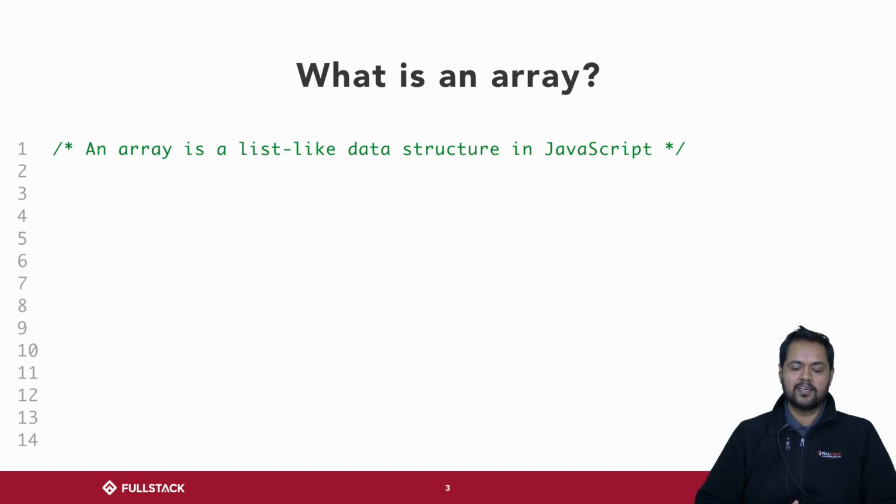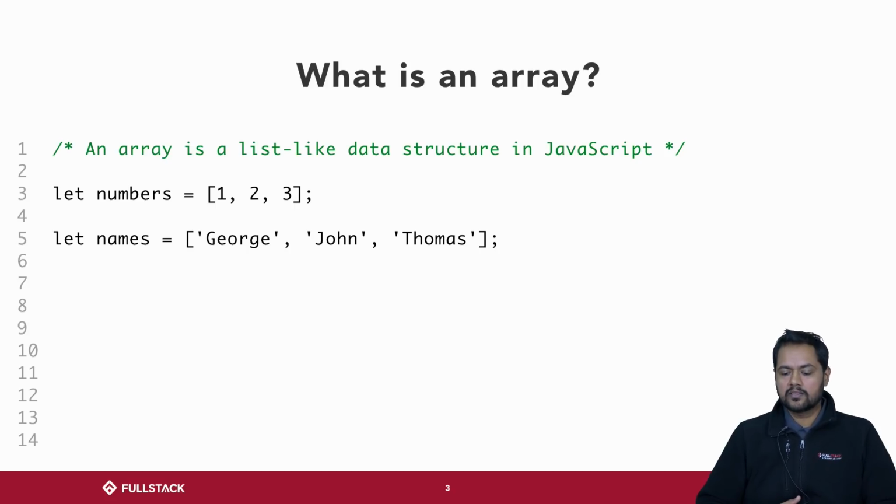A really simple array just looks like this, which is just a bunch of numbers. You can see there are open and closed brackets that define the beginning and ending of an array, and there are three elements in that array, just the numbers 1, 2, and 3. And numbers is the name of the array itself.